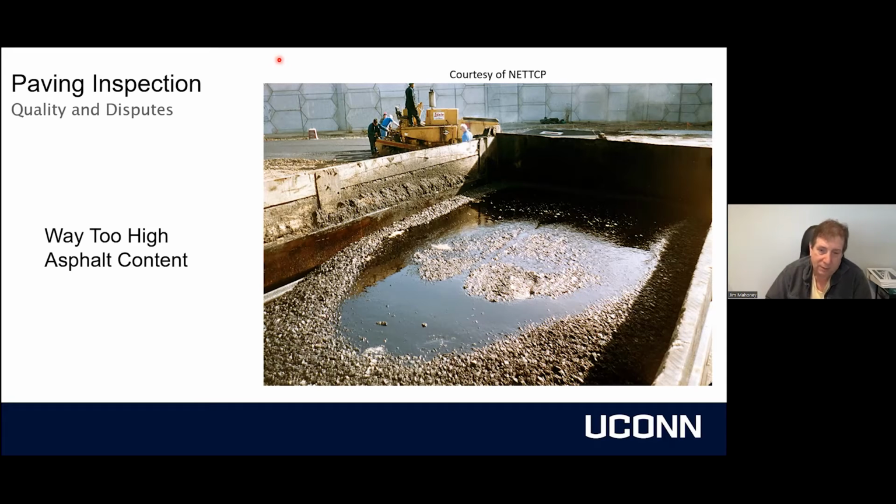And if you are out there and you see that, obviously you don't want to let that go into the roadway because that's going to just be a disaster. So we don't want to do that. Go ahead.